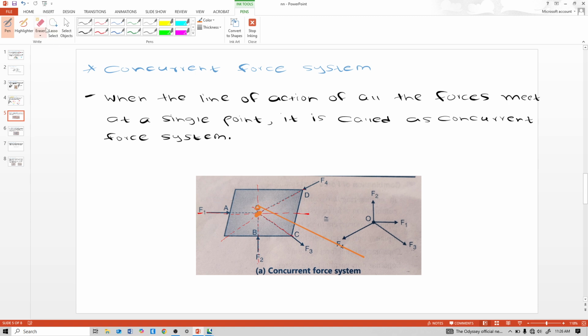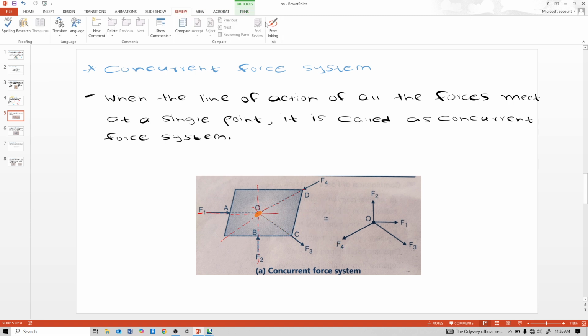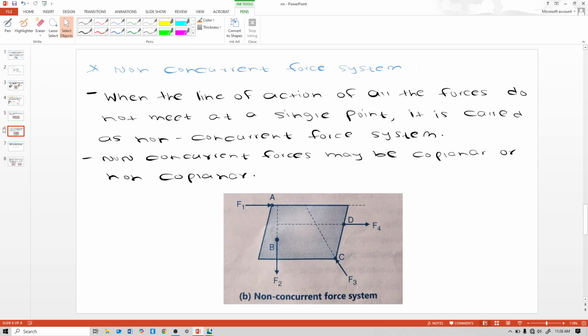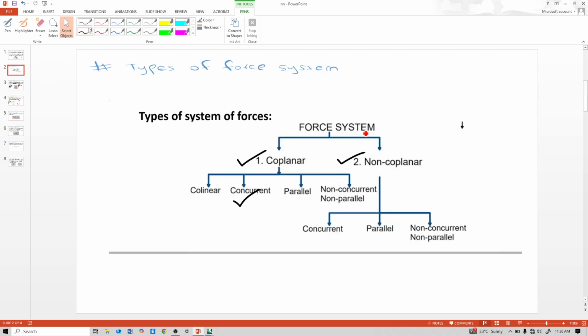Here also see, this is a line of action, this is a line of action, this is a line of action, and they are meeting here. Okay, concurrent force system. So next is non-concurrent force system. We will see next the non-concurrent force system. Because see here, coplanar force concurrent, non-coplanar force concurrent, non-concurrent.